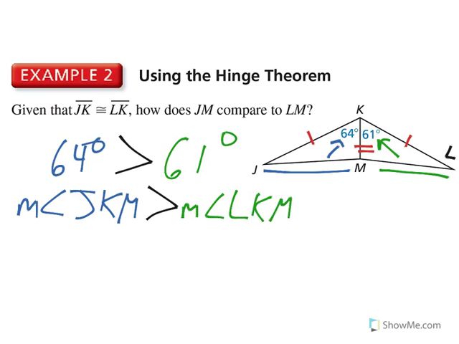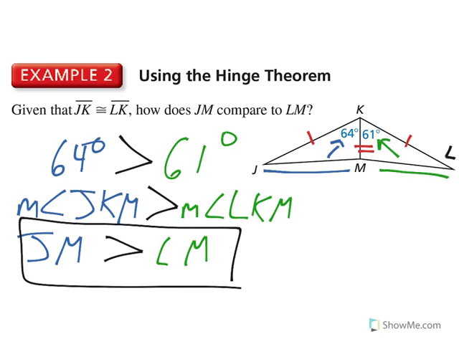And now think about our sides. It asks us how does JM compare to LM. So we need to fill in our side lengths. So we have JM was the side that was across from the 64 is greater than LM, which is across from our 61. So my answer is this inequality.